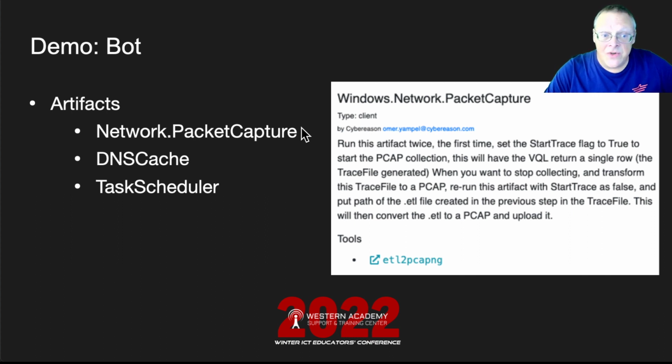And this uses a built-in Windows tool called ETL, which is surprising to me. I didn't know this. Microsoft includes a tool which will collect network traffic in a strange format. And Velociraptor will convert it into a normal PCAP we can open in Wireshark. And we can look at the DNS cache and task scheduler.